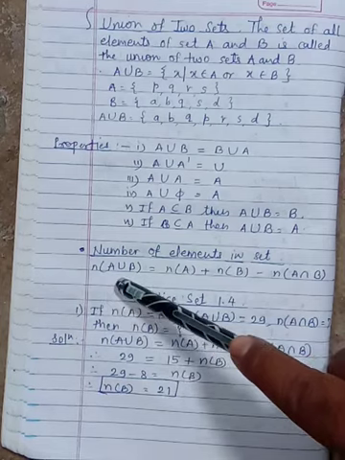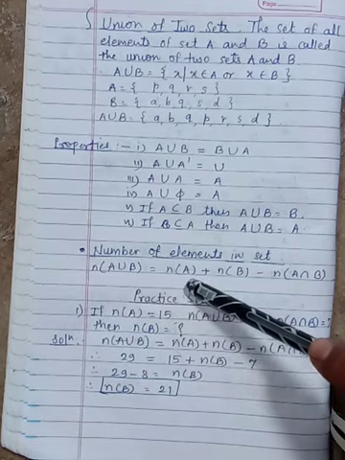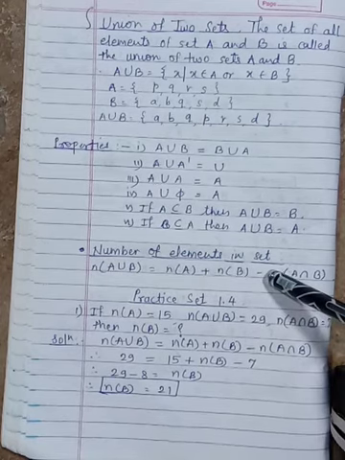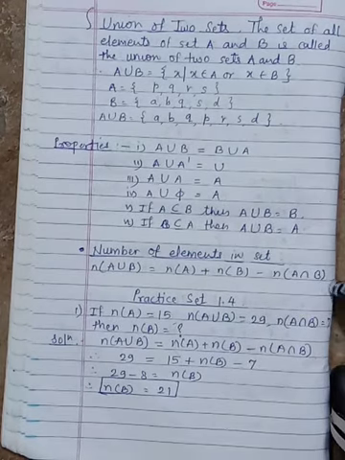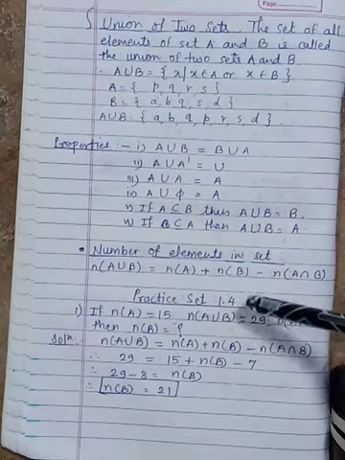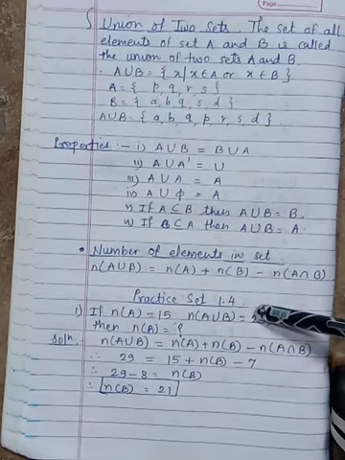Number of elements in A union B is same as number of elements in A plus number of elements in B minus number of elements in A intersection B. Okay. Using this formula, we solve examples in practice set 1.4.